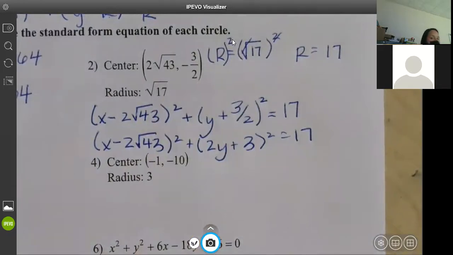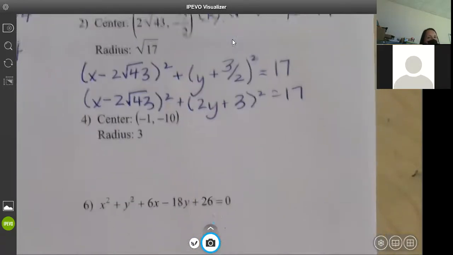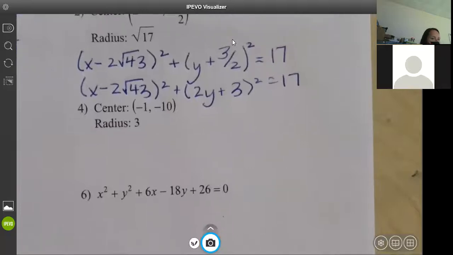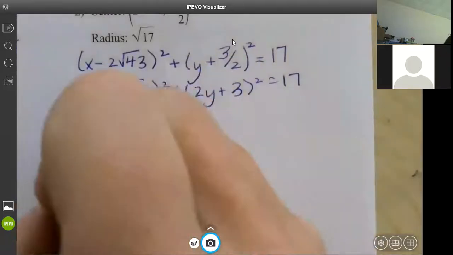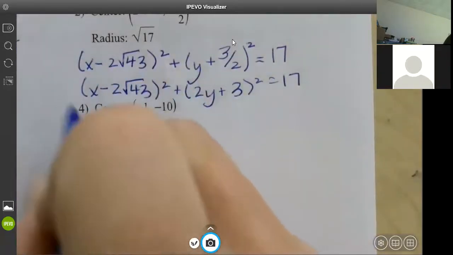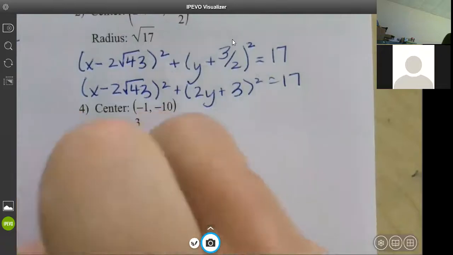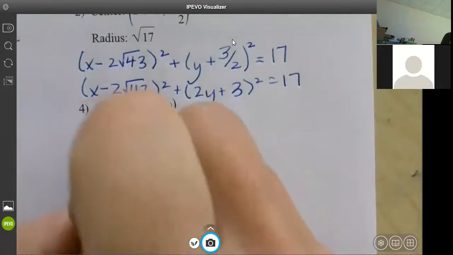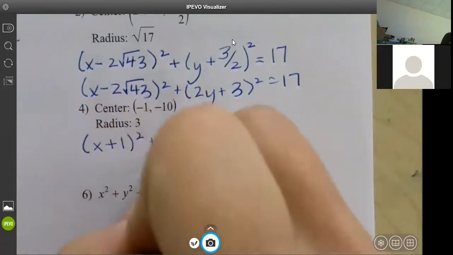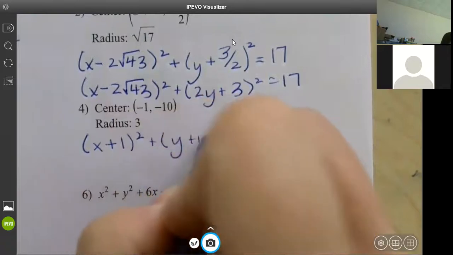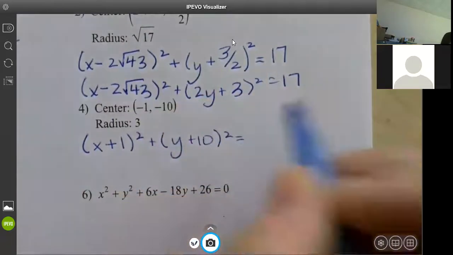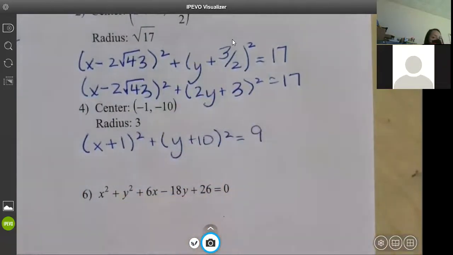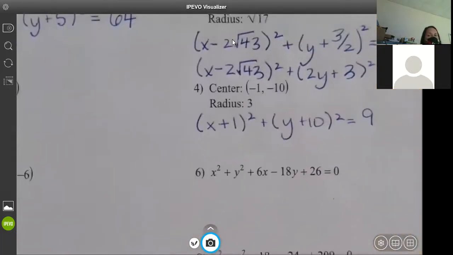All right. I'm going to go ahead and go to number 4, and then I'll move back to number 3. What's your equation for number 4? (x + 1)² plus, perfect, is equal to, how do we get 9? 3 squared. Everybody okay? Pretty simple. Go back to number 3.